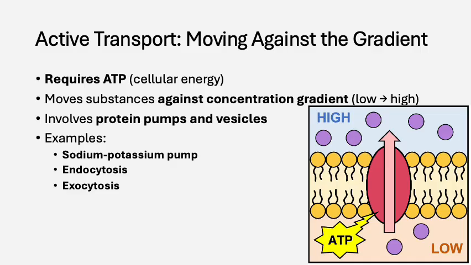This process requires energy, usually in the form of ATP, because materials are moved against their concentration gradient, from areas of lower concentration to higher concentration. Specialized membrane proteins act as pumps or carriers to accomplish this movement. Active transport is essential for maintaining ion balances, nutrient uptake, and overall cellular function.